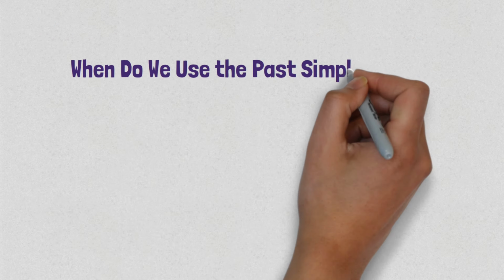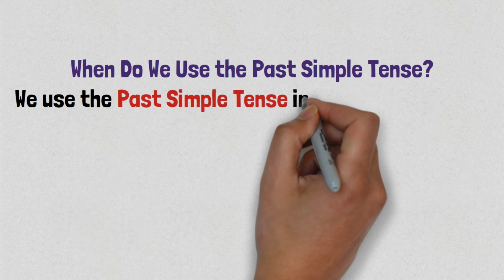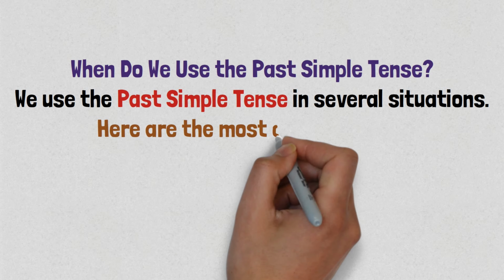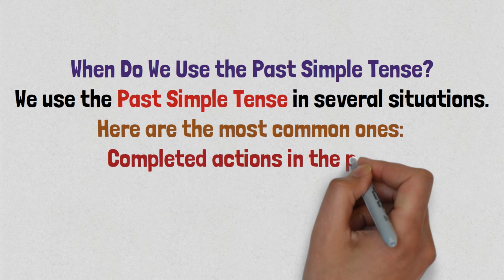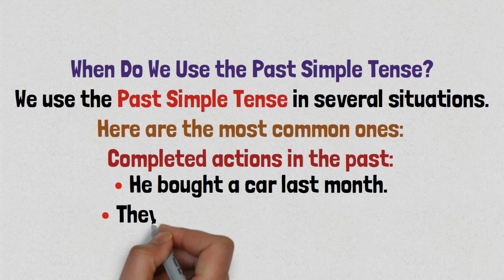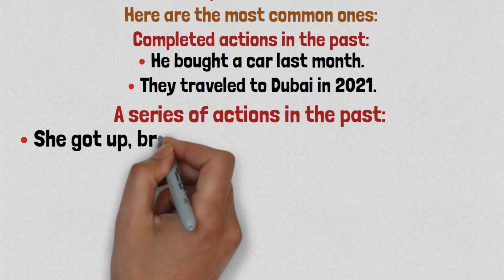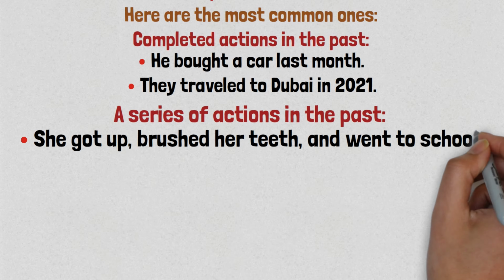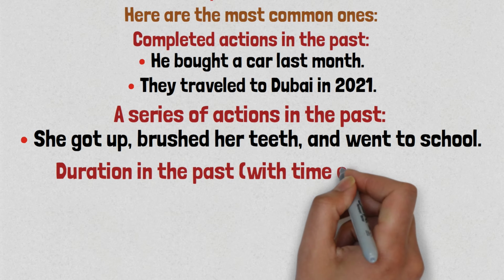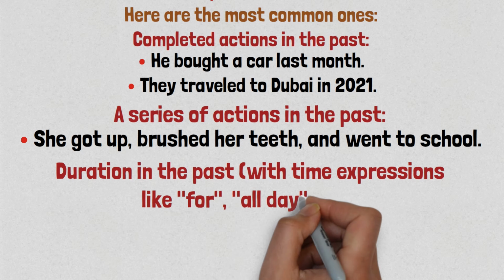When do we use the past simple tense? We use the past simple tense in several situations. Here are the most common ones. Completed actions in the past. He bought a car last month. They traveled to Dubai in 2021. A series of actions in the past. She got up, brushed her teeth, and went to school.